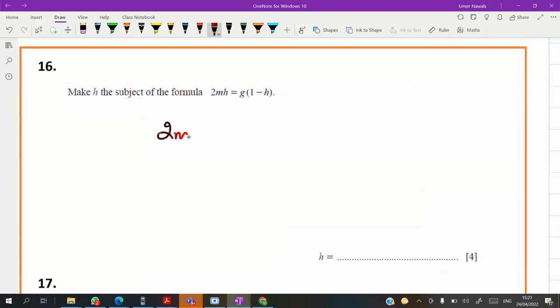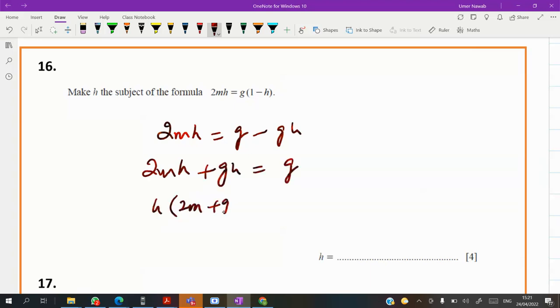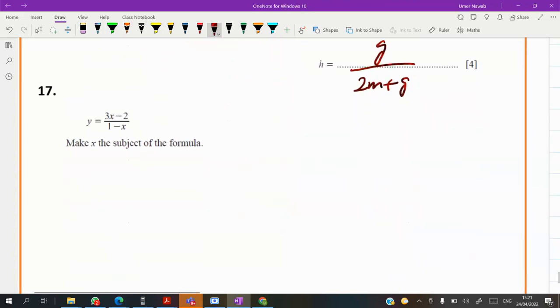Open the brackets. 2mh is equal to g minus gh. Collect the g terms together. h common, 2m plus g, and then the final answer is g over 2m plus g.